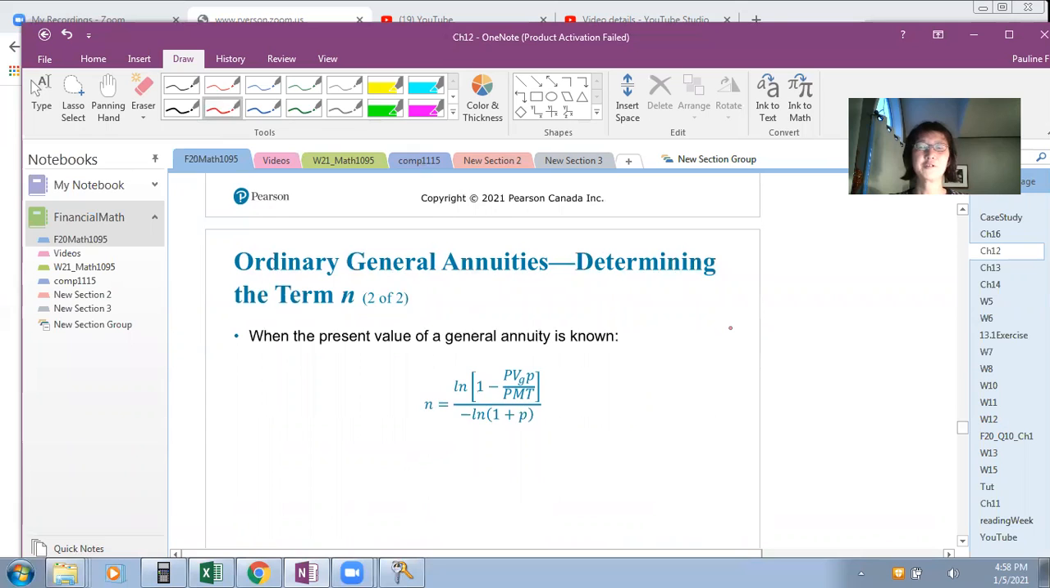Sometimes future value is not given. What given is present value. If you are given present value, you use this formula for term N. Okay. The procedure and the principle is exactly the same as what we have just done for that question, except instead of giving FV, you are giving PV, present value.